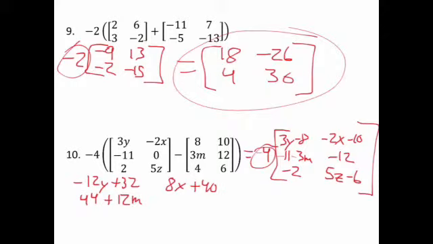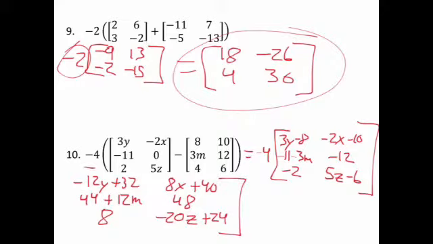And then -4 times the -12 is going to give me +48. -4 times the -2 is going to be +8. And then the -4 times 5z minus 6 is going to give me -20z, sorry, why did I say x? Plus 24. And that is my resulting matrix.